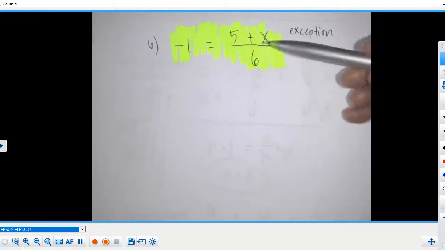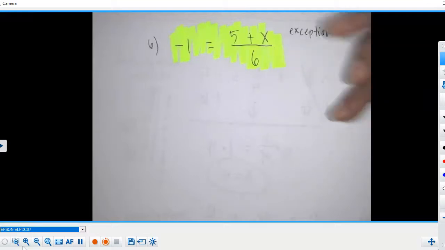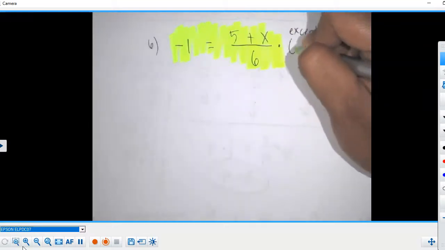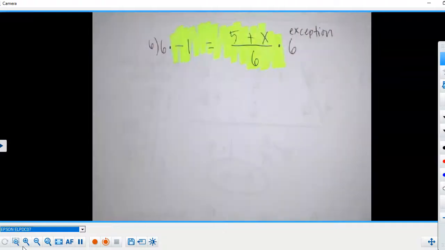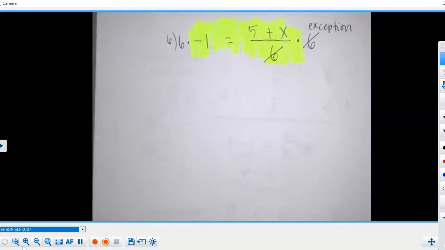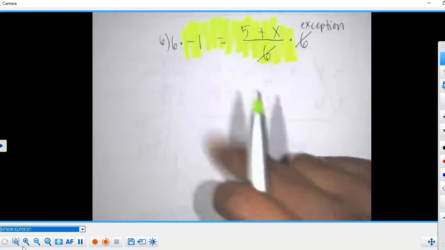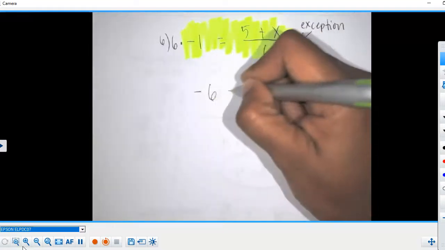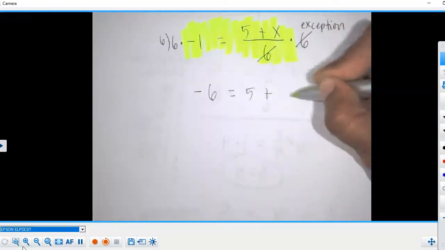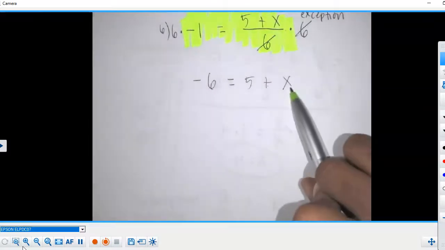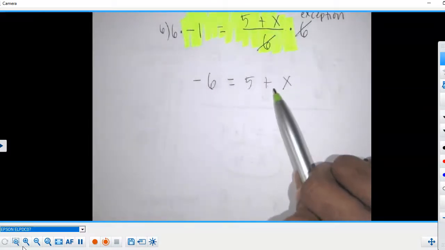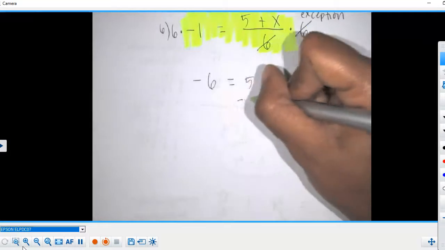So in this case, you see the division bar, so you're going to do multiplication first. Again, this is the exception. We're going to times 6. What we do to one side, we do to the other, times 6. So this 6 is gone on this side. Now 6 times negative 1 is negative 6 equals, and then look, nice and linear, super easy. Then we ask what's happening to x. A positive 5 is being added to it, so we have to do subtraction.